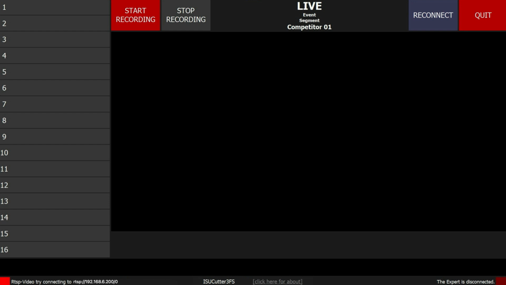Let's now compare the last Cutter display to this one. Not only is there no video image, you can see at the bottom left that a red box is displayed and that a message indicates that it's trying to connect to the RTSP stream at the correct location, but the connection is unsuccessful in this case. Let's now compare this screen to the following screen.